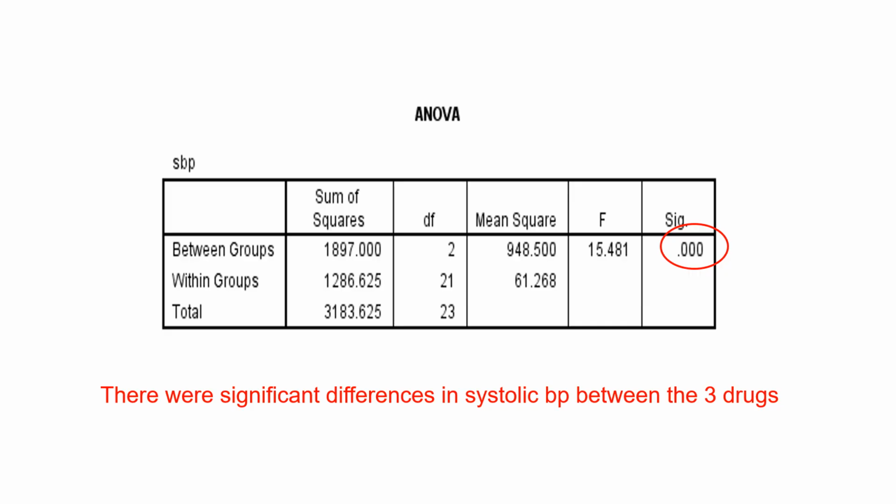The test statistic is known as the F-test, derived from dividing the mean square between groups by the mean square within groups. The p-value for the test is significant. It is less than 0.05, which means there were significant differences in systolic blood pressure between drug types, but it does not specify in which drugs the differences lie. This is addressed by doing your post-hoc analysis or multiple comparisons test.